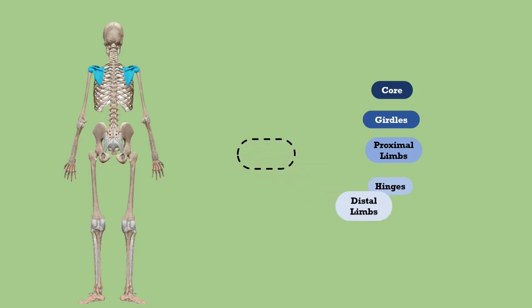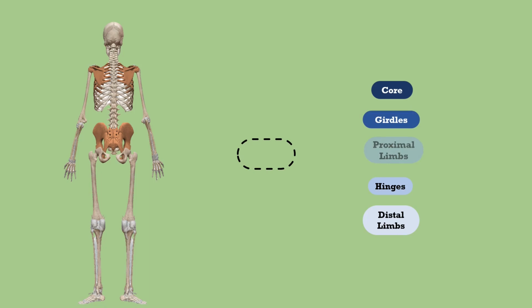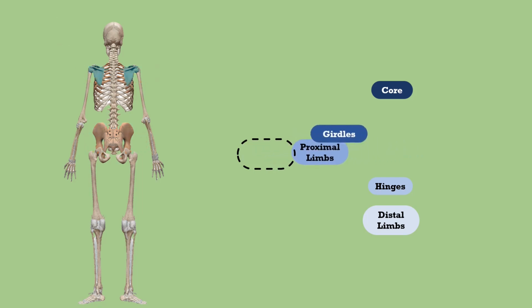Now let's put our knowledge to the test. Highlighted here are the hips and shoulders. How should we classify these segments? Pause the video to see if you answered right. If you answered girdles, then you probably remembered that girdle rhymes with circle, as in the first to circle the core. Let's reverse the question type this time.